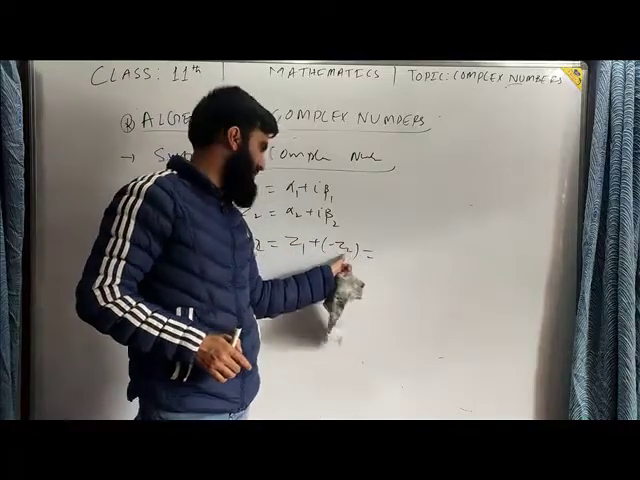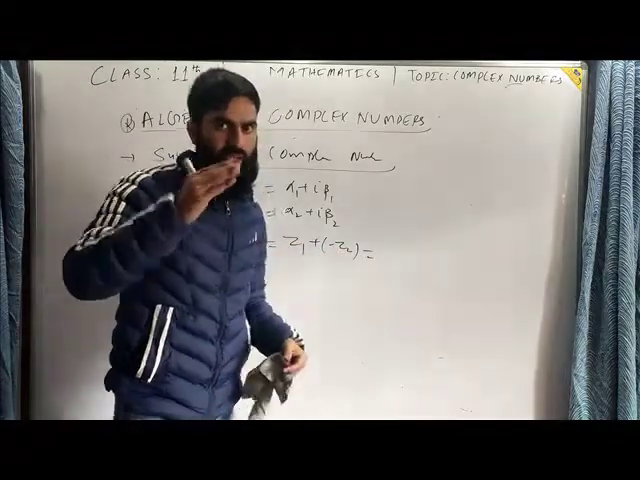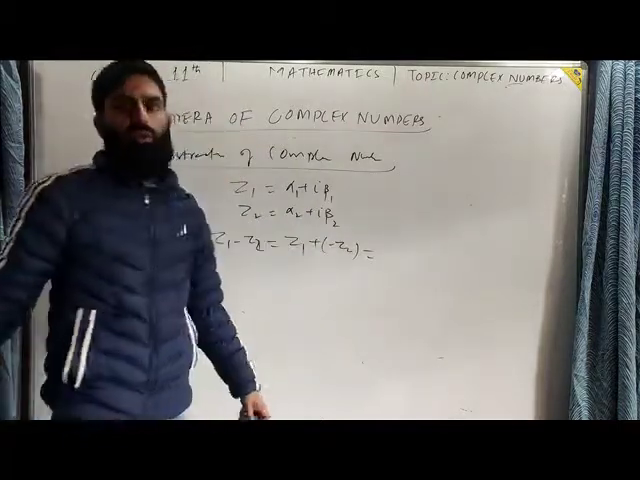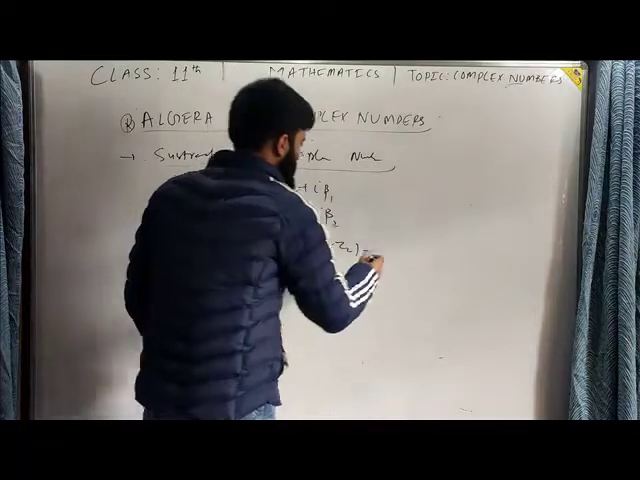The second complex number is z2, and it's a negative number. You just add the negative of the second number to the first one, add them, and you will get the subtraction of the two complex numbers. Okay, so you will get the result here.